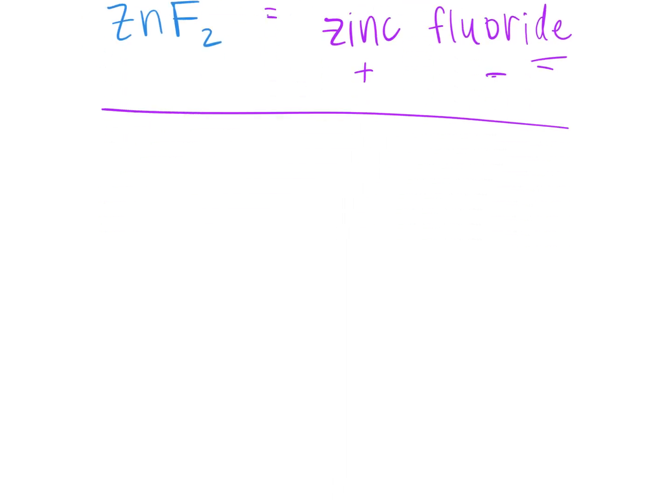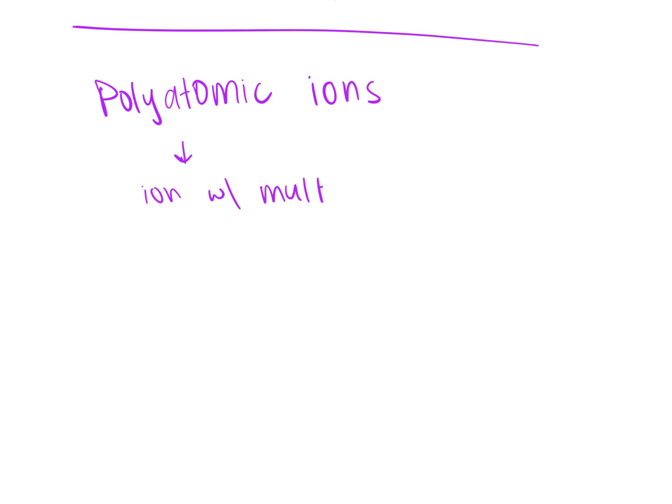Okay, we're going to look at what are called polyatomic ions. Okay, what do you think the prefix poly, what does that mean? The prefix poly means what? Multiple, many, right? There are a lot of ways to describe it. But a polyatomic ion is an ion with multiple atoms. That's it, right? An ion with multiple atoms.